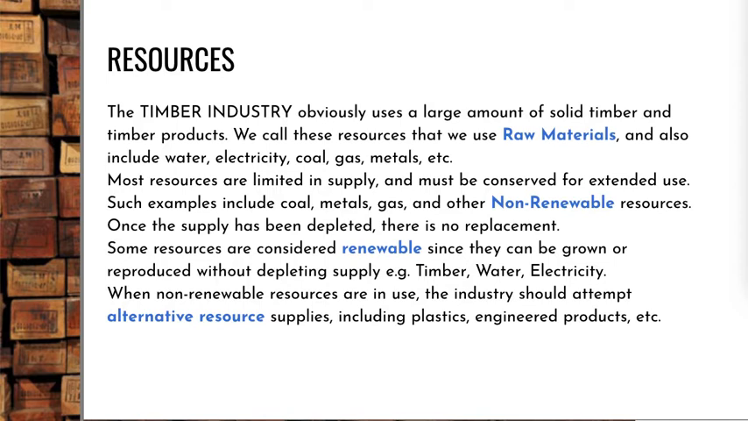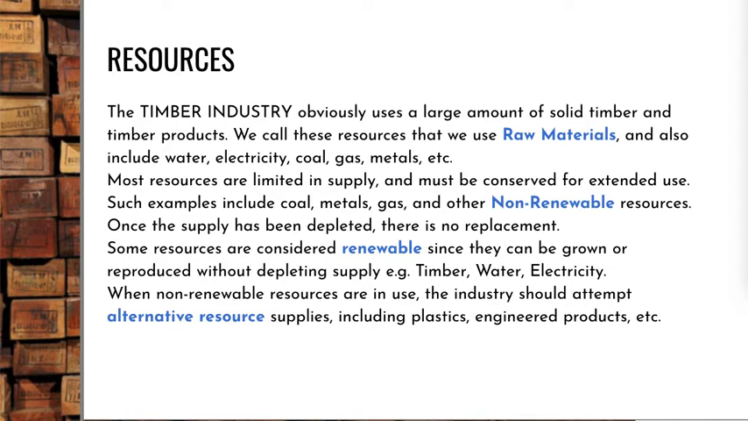We talk about the fact that in the timber industry, obviously, we are cutting down trees for the production of timber products. These trees are raw materials. Other raw materials include things like water, electricity, coal, gas, metals, etc. Most of the resources on Earth are limited in supply. So we have a responsibility to sustain those resources, to make sure they're available for future generations.